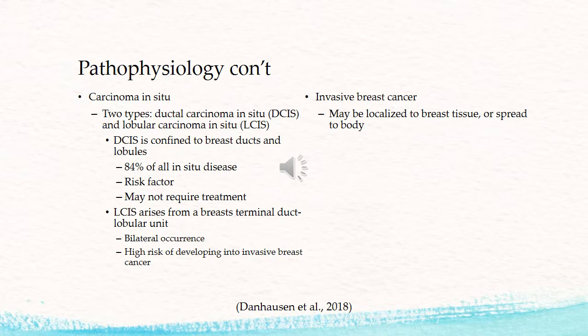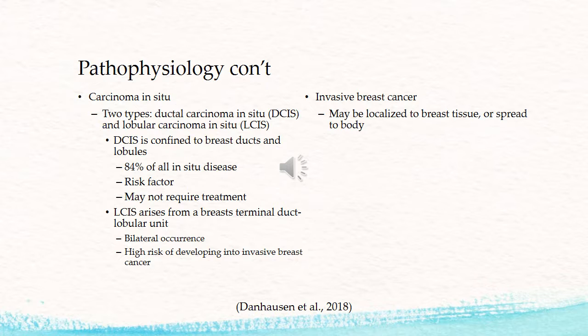Lobular carcinoma in situ arises from a breast terminal duct lobular unit. In contrast to ductal carcinoma in situ, the cells involved with lobular carcinoma in situ look much more uniform, even though they may be more malignant. The lobular carcinoma in situ frequently occurs bilaterally, and up to 35% will develop into invasive carcinoma.